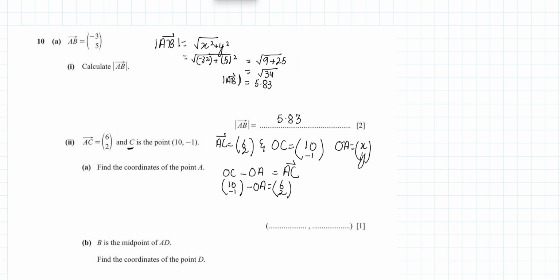Now you just have to find the value of OA. Move the minus OA towards the 6 and 2, and it becomes positive, and the 6 and 2 moves towards OA and becomes negative. So 10 minus 1 minus 6 2 is equal to OA. When you subtract 10 minus 6 and minus 1 minus 2, you get OA. 10 minus 6 is equal to 4, and minus 1 and minus 2 is equal to minus 3.